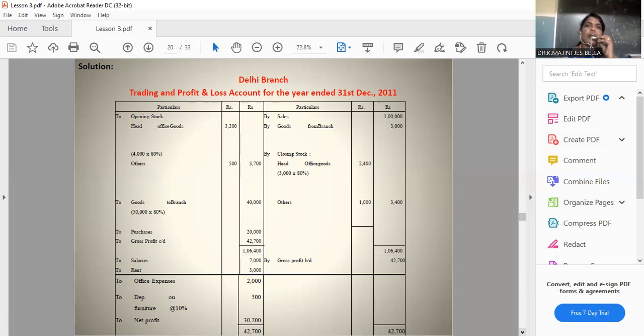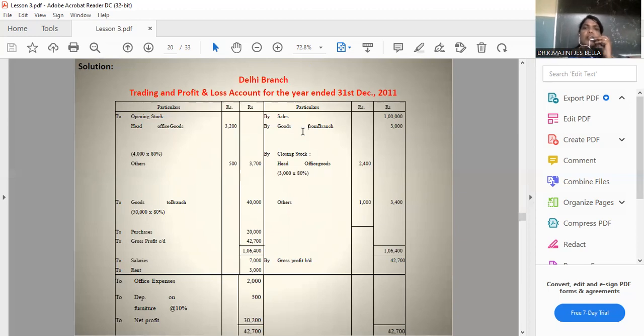Then the other 500 is there. Total 3,700. You should write it in the outer column. Then goods sent to branch. That is 80% of the 50,000. When you calculate the 80%, it comes to 40,000. Then purchases. How much purchase have they given? 20,000 they have given, right? So you come to the credit side. Sales value how much? 1 lakh rupees. Goods from branch 3,000.